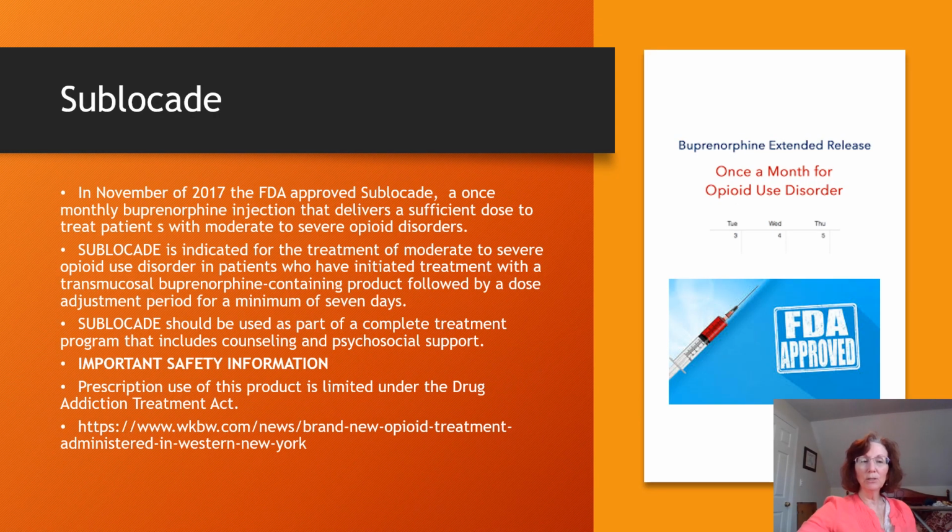Sublocade. Sublocade is new in November of 2017 and FDA approved. A once-monthly buprenorphine injection that delivers a sufficient dose to treat a patient with moderate to severe opioid use disorders. Sublocade is indicated for treatment of moderate to severe opioid use disorder in patients who have initiated treatment with a transmucosal buprenorphine containing product. So they have to be on buprenorphine before they can get Sublocade.